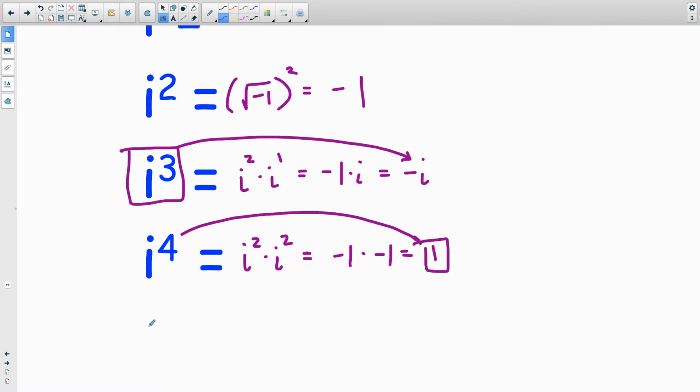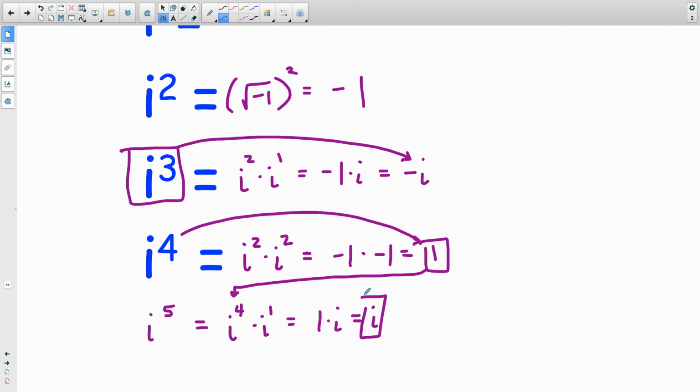Let's keep going. What's i to the fifth? How am I going to write i to the fifth? I've got any number of ways I could choose to decompose that, but what makes the most sense is i to the fourth times i to the first. Why am I using i to the fourth? Because i to the fourth is equal to 1. So i to the fifth is really 1 times i, which is i. So i to the fifth is the same as i to the first.